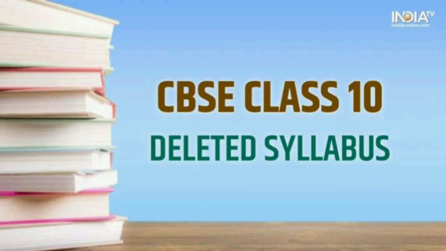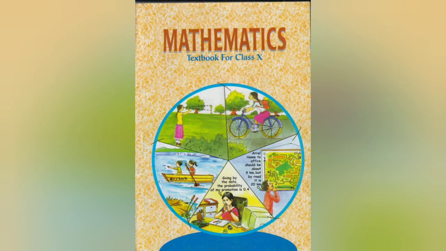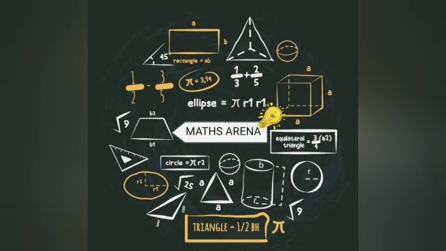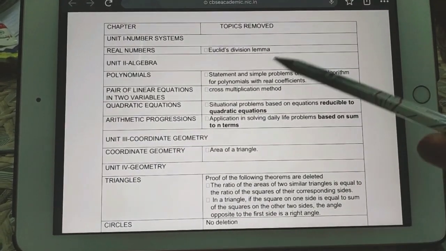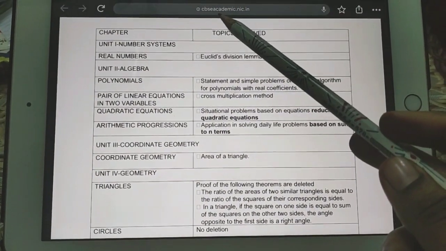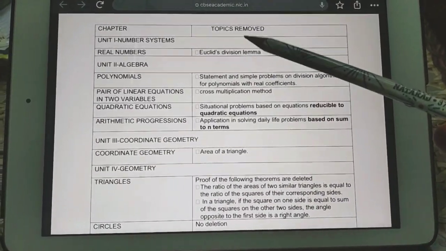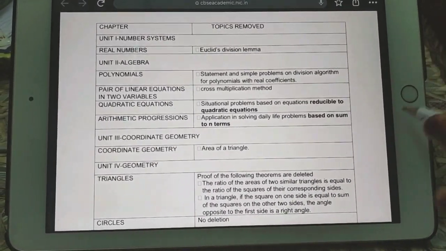As you know, CBSE has deleted 30% syllabus in all subjects from class 9 to 12. So today I am going to tell you what exactly has been deleted from class 10th in Maths. Keep watching the video till the end. Topics removed have been given on the CBSE website. You can see cbseacademic.nic.in. You can get the revised as well as deleted syllabus over there.